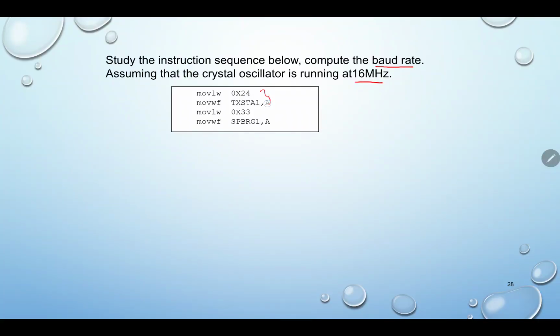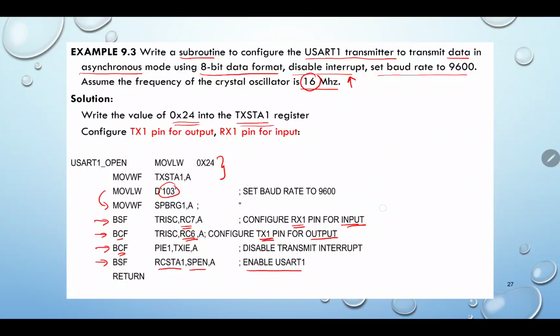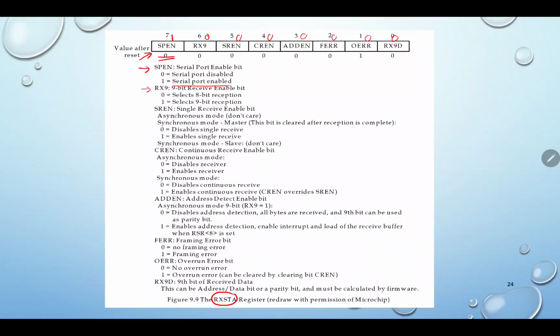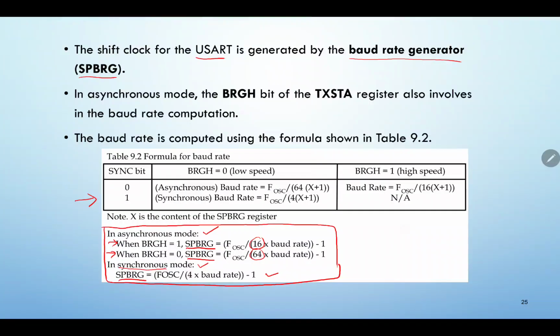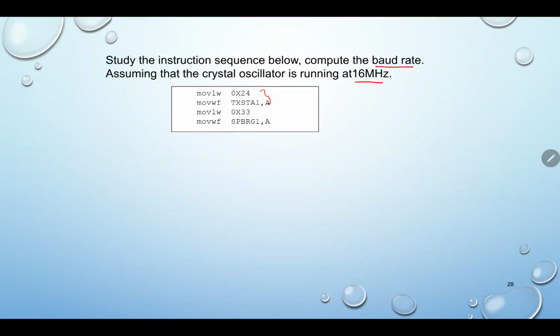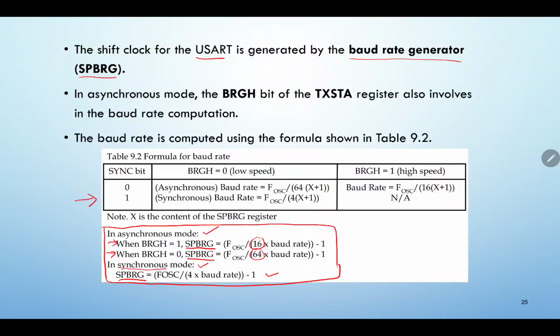You can see that 24 is written into transmit status register 1. If 24 is written to transmit register 1, what does it mean? That means, of course, you enable, and this 1 means it is high speed. It's high speed. So with that, we'll know what formula to use. So this one, we know that it is high speed.